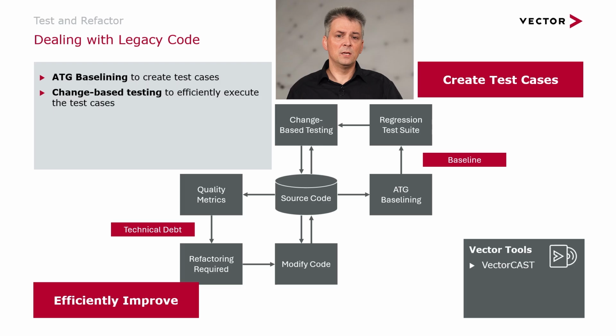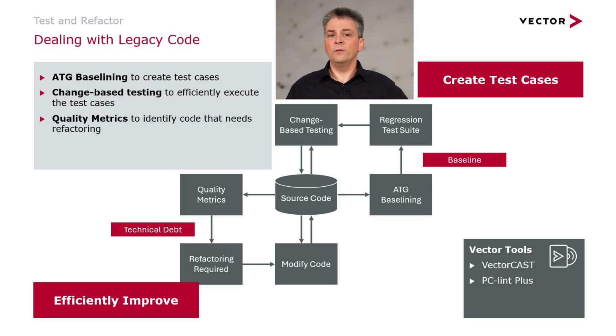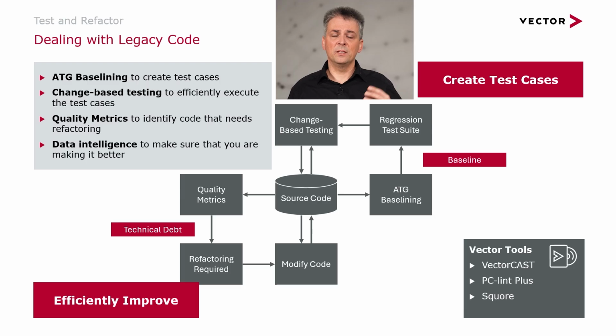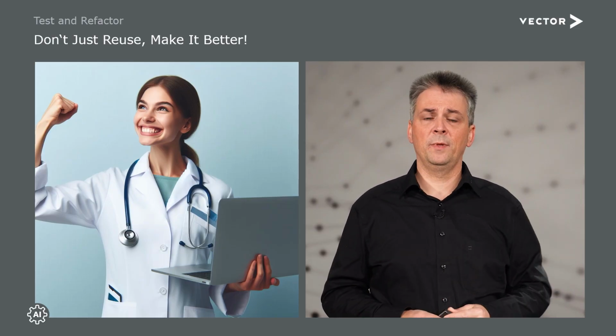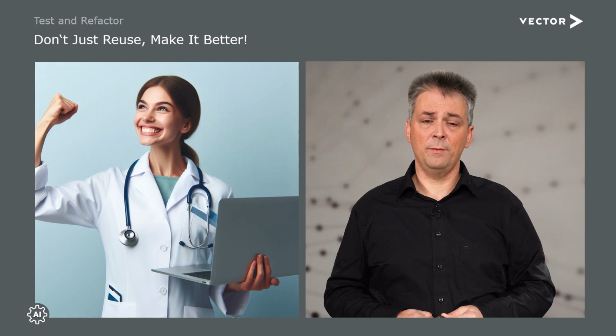And on the second loop, we have the information how to efficiently improve the legacy code. And we'll use the quality metrics to identify code that needs refactoring and the data intelligence to make sure that we are making it better. And with all of that, don't just reuse, make it better for the next time.